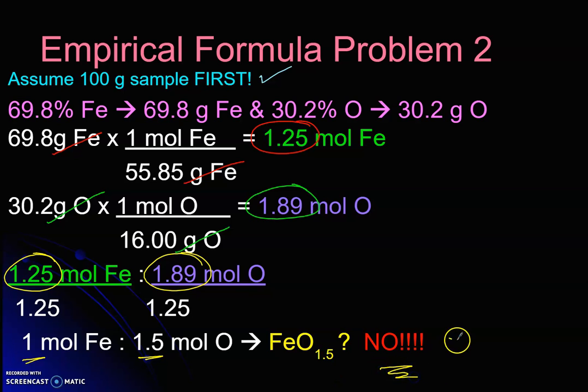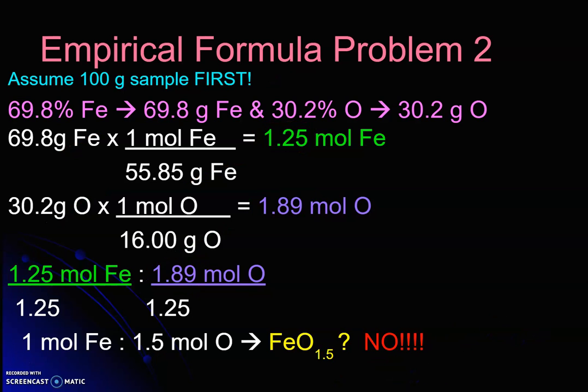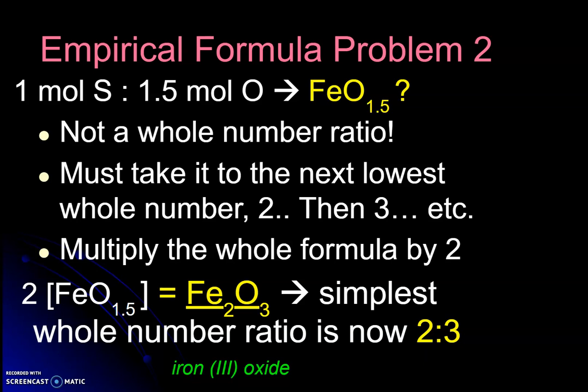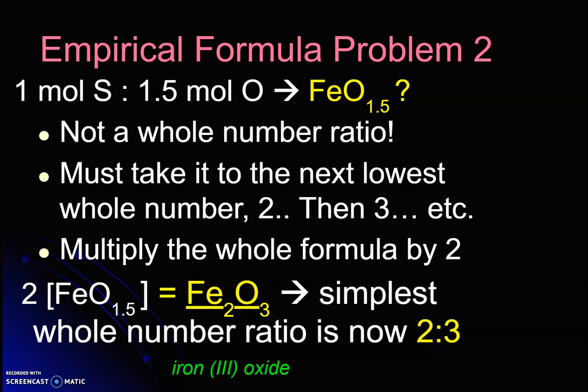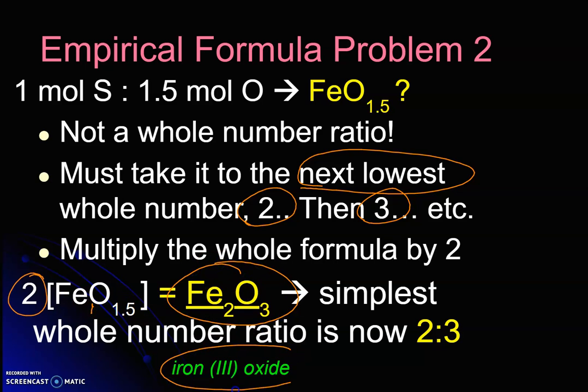That doesn't work. So you'll see in the notes on the next slide, we have to fix that. And the way that we fix it is to get to the next lowest whole number. Try 2. If 2 doesn't work, then try 3, but it shouldn't really be much more than that. So we double our ratio. Iron 1 to 1.5 becomes Fe2O3, which is our iron(III) oxide. That ratio is now a 2 to 3, which is a whole number ratio.